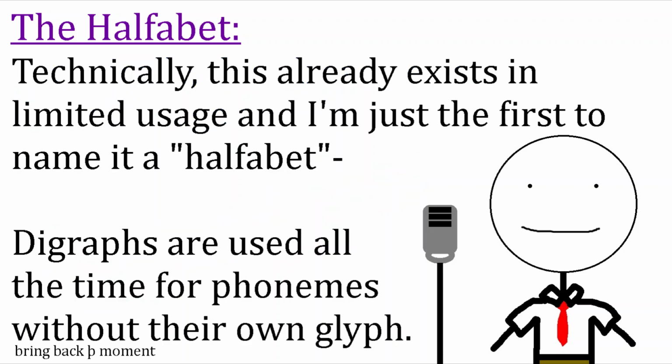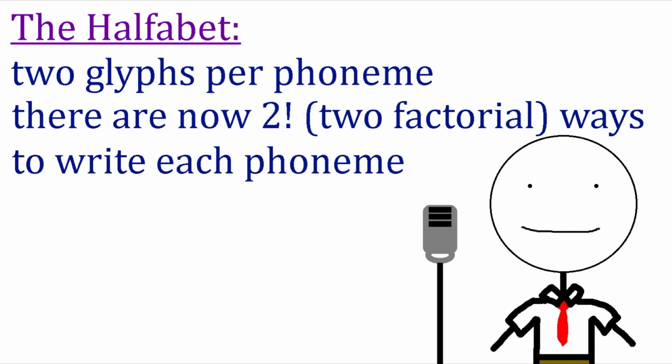Scores of languages that use the Latin alphabet use digraphs for certain phonemes. Therefore, the alphabet is already a system partially in use today. One could also interpret two glyphs per phoneme as such.